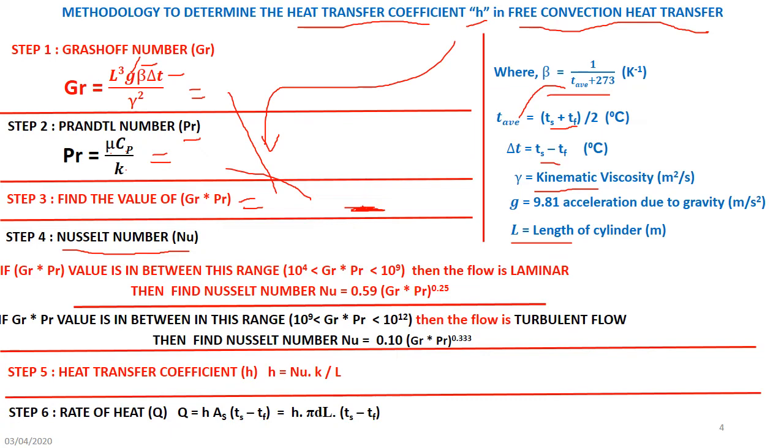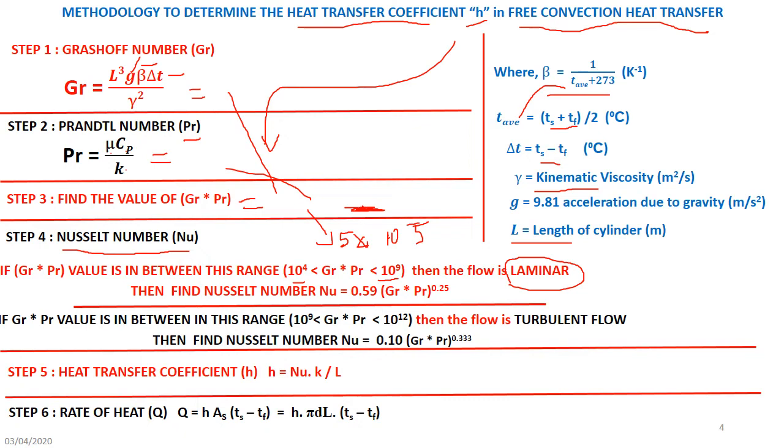How to find the Nusselt number means, again we have to check either that particular flow is laminar or turbulent. So once you get this GRPR value, check that value is lying between 10 power 4 and 10 power 9. For example, if the value is 5 into 10 power 5 after multiplying GRPR, then 5 into 10 power 5 is lying between this range, right? So 10 power 4 and 10 power 9. So then it is laminar.